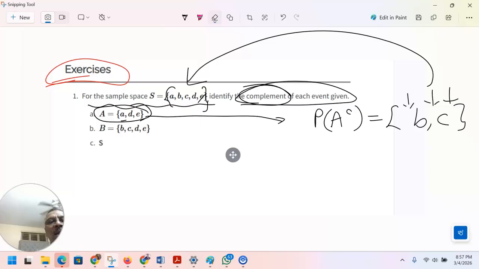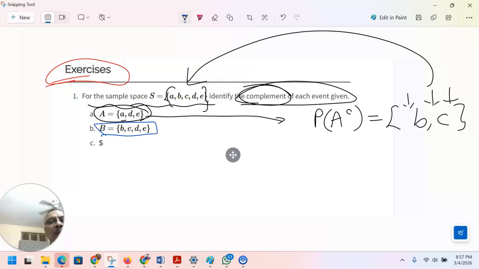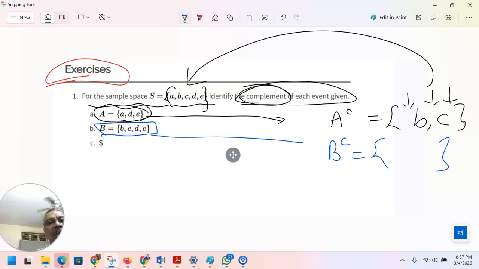And then let's see the next one. What is the B? So this question is not probability. It is just the event, so just the event A complement. So if I want to write B complement, it means you take off B, C, D, E. So I take off B, C, D, and E, and what is left is only A. That's it. You're done.